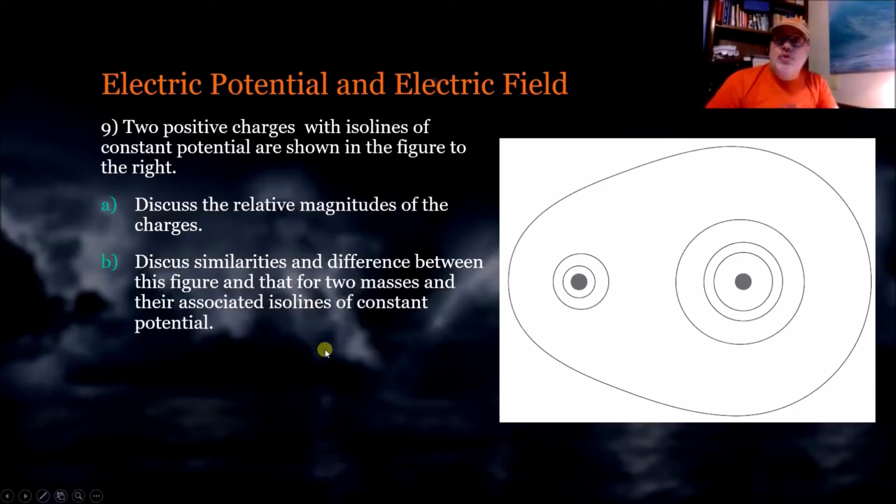But here's another weird question that has shown up on the AP exam before. It says, 2 positive charges with isolines of constant potential are shown in the figure to the right over here. Discuss the relative magnitudes of the charges.